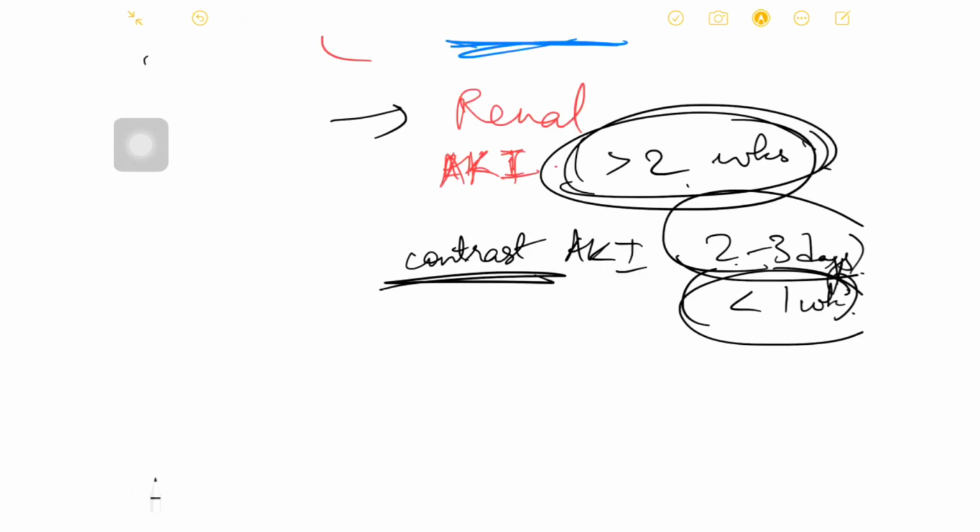Okay. Clear with this up till now? Do we give IV fluid? Fluids, of course. Fluids is there only. All the supportive things. Yes, all the supportive. Okay.